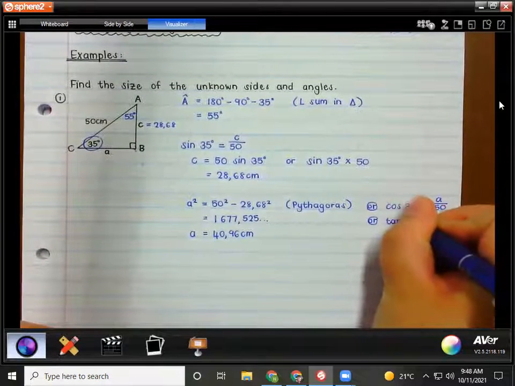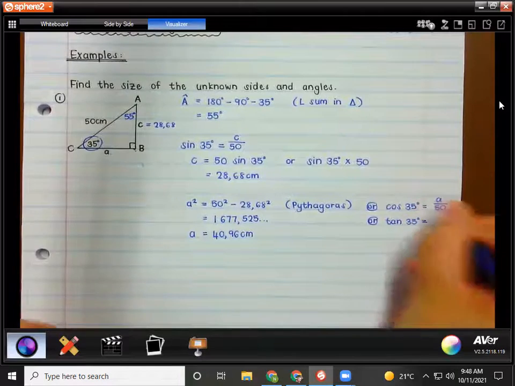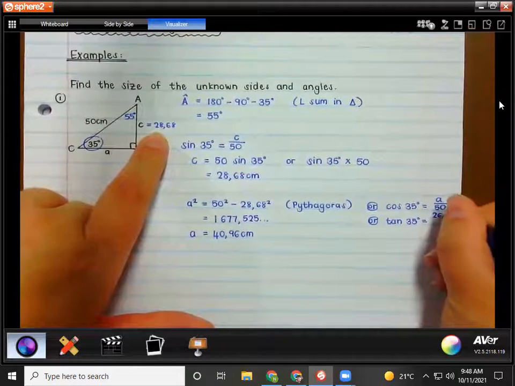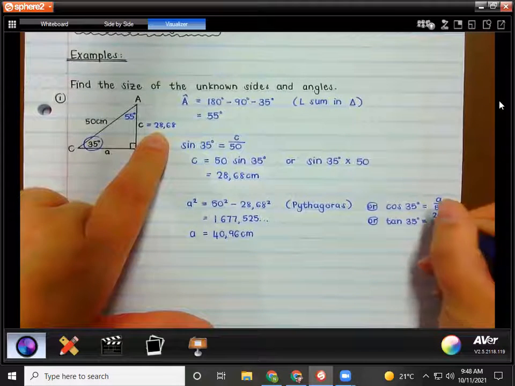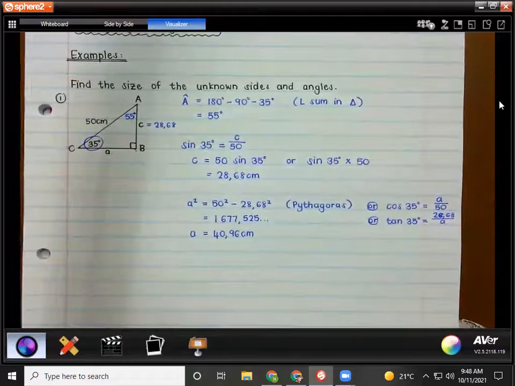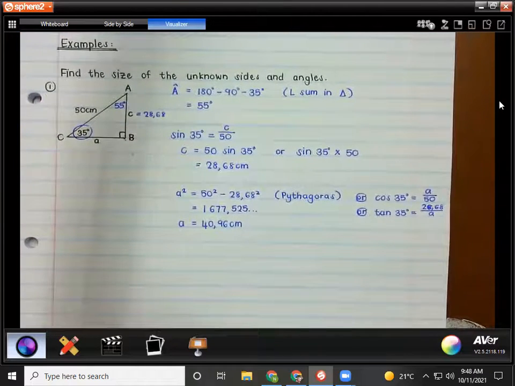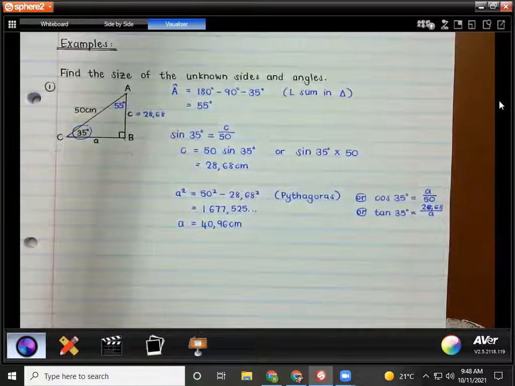Tan 35 is 28.68 over A. That one would be a bit longer to solve because now you're going to have to multiply the A out on the other side and then divide by tan 35, but you still get to the answer.